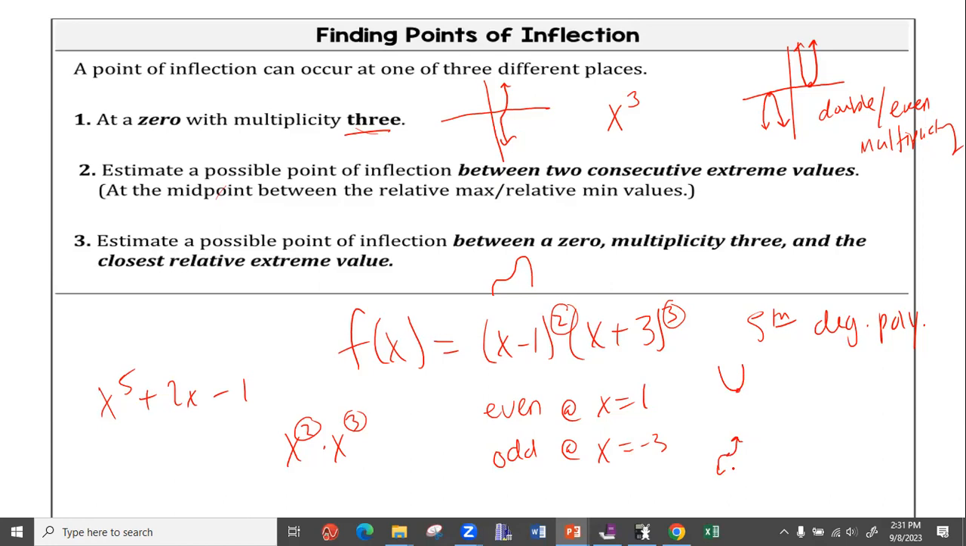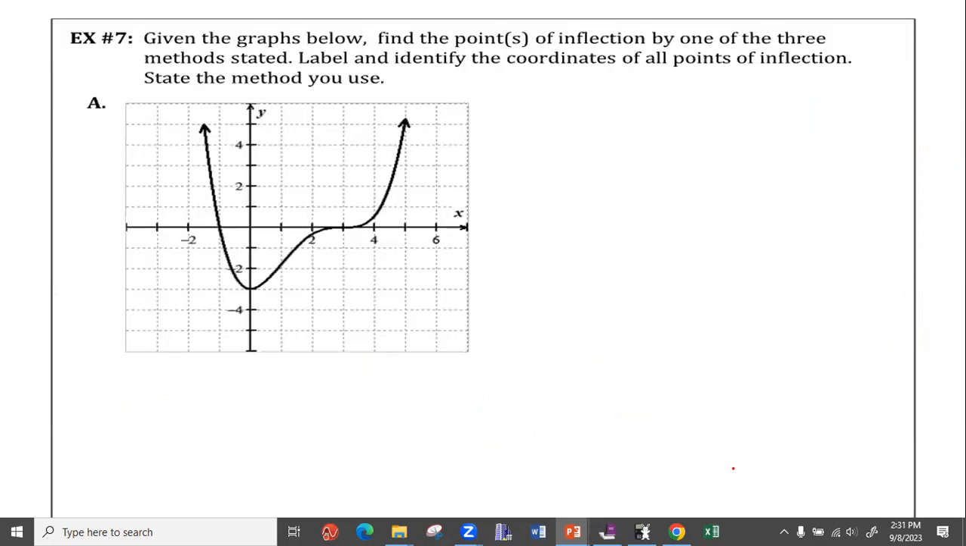All right. So that's going back to prior knowledge. All right. So here we are. Given this graph below, we're going to find the points of inflection by one of the 3 methods. Label and identify the coordinates of all points of inflection and state the method you are using. So the first thing here we're going to do is identify what we are given. So here we are given a minimum, an extrema, right? So we have a min, and our min takes place at (0, -3), right? Agree?